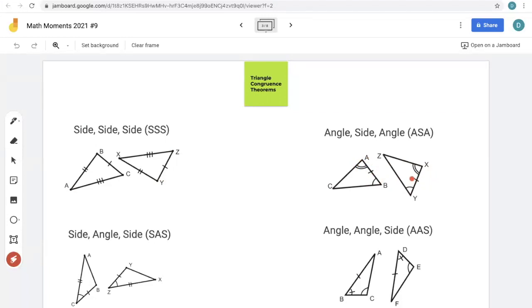Now, why does this guarantee that these triangles are congruent? Well, if you know two angles, you can figure out the third angle because we know that all the interior angles of a triangle add up to 180 degrees. And because we know that, like in this first triangle, for example, A plus B plus C is 180 degrees, we can subtract A and B from that to find C. So that'll tell us the third angle.